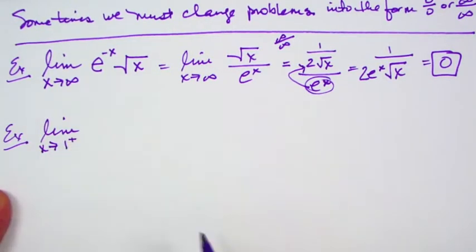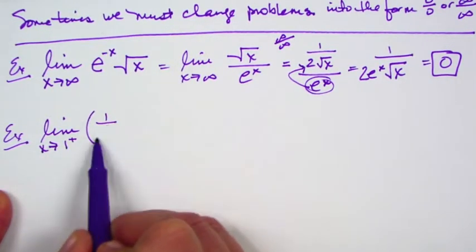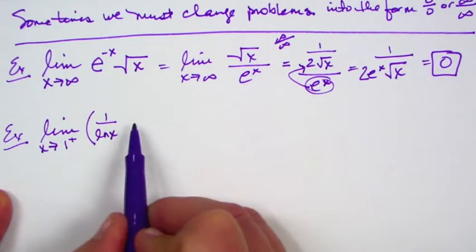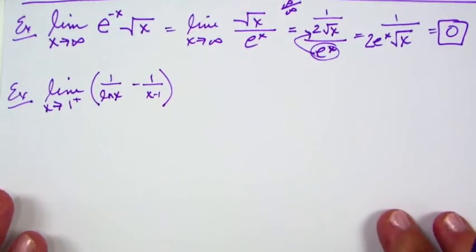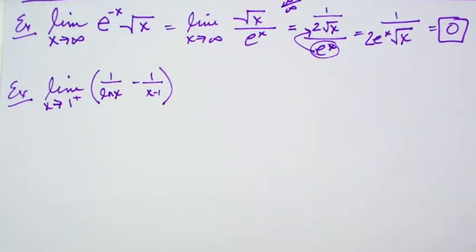All right, let's do one more. It's a little bit harder, and then we'll do the one that requires logarithms. So I'm going to do the limit as x approaches 1 from the right of 1 over ln x minus 1 over x minus 1.